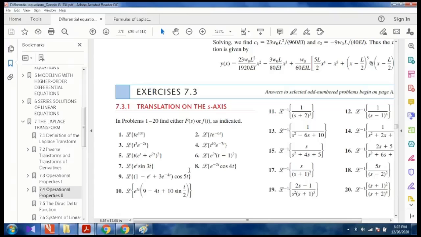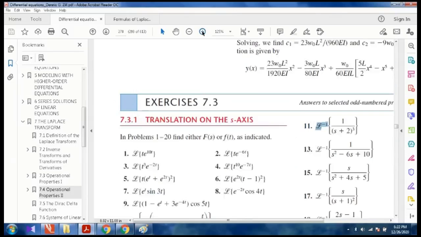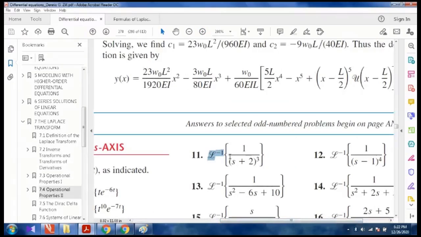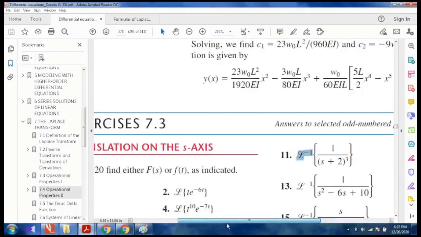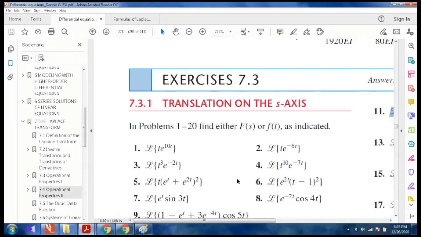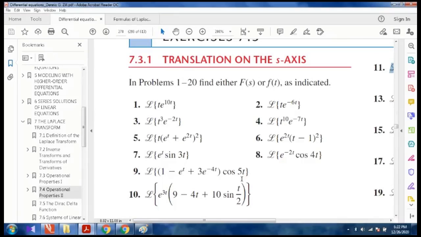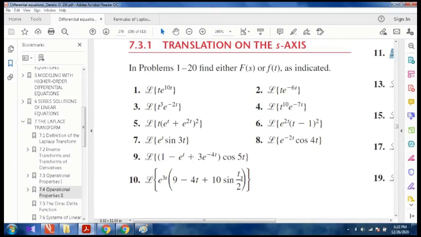Can we do question 11? This one? Question 11 is not going with that property. It is a problem from inverse Laplace transformation. We are not ready yet to solve inverse Laplace transformation. I am coming up from the very basic concepts. So let's solve question 4.